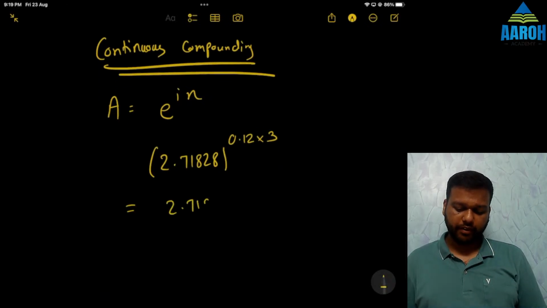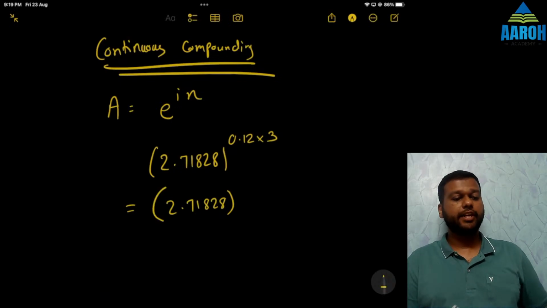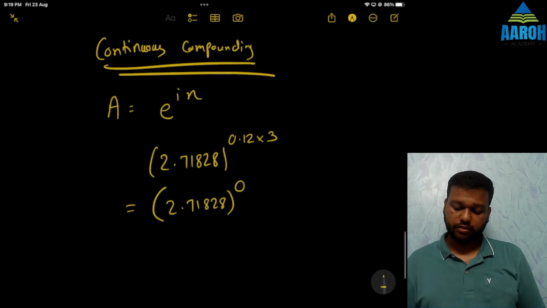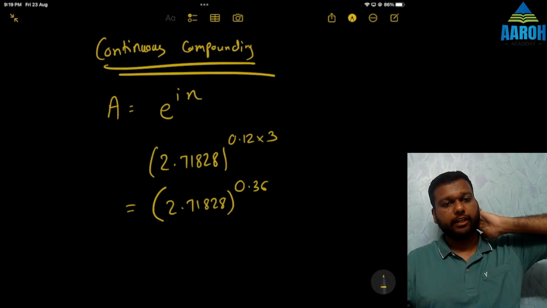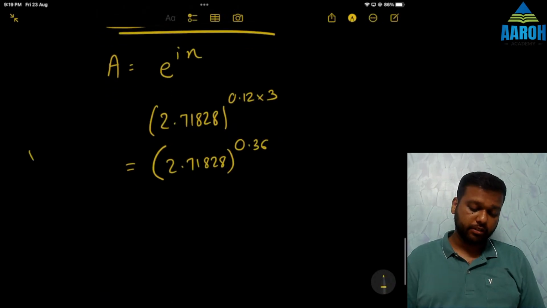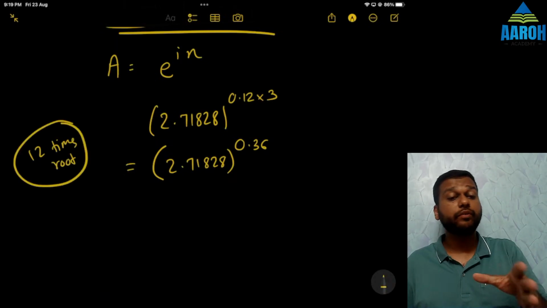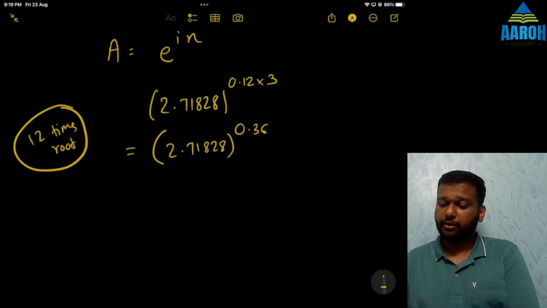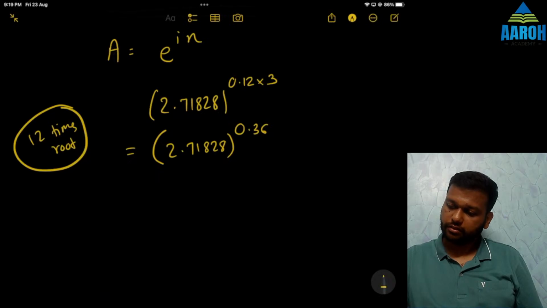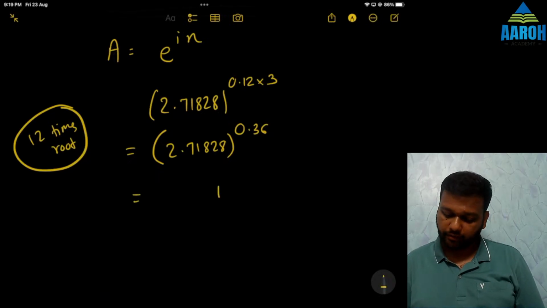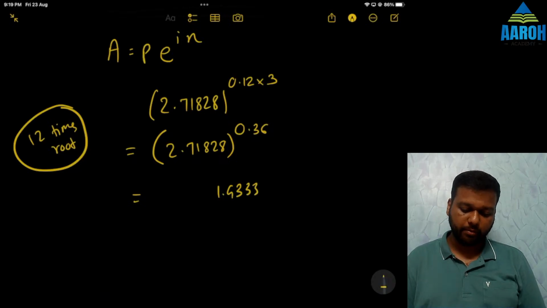So it will be 2.71828 raised to 3 into 0.12, which is 0.36. Can you try to calculate this? You can do it on your phone calculator, or if anyone knows the 12 times square root trick, you can use it. How do we use that trick? First, let me calculate on my phone to show you how much it comes to: 2.71828 raised to 0.36. Check if you're getting 1.4333, and we'll multiply this by the principal, 10,000.